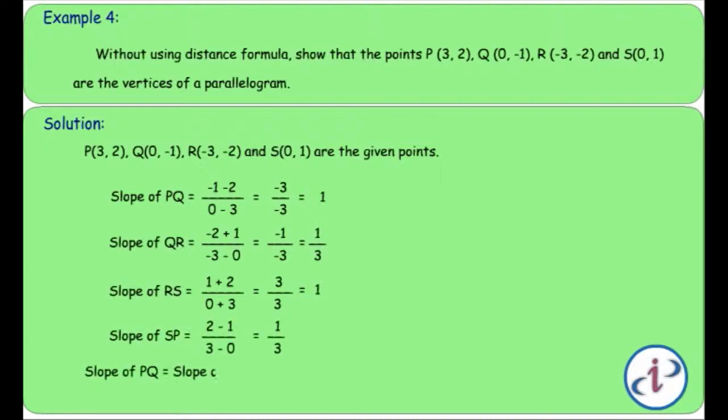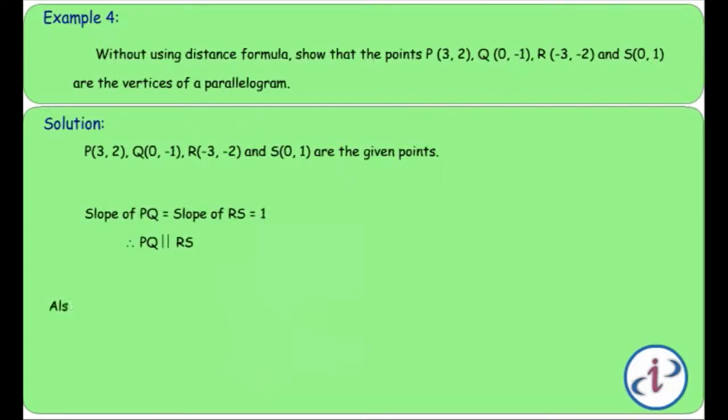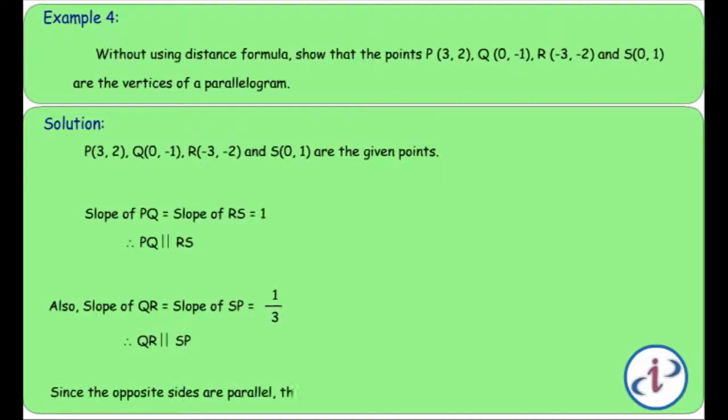Thus, we see that PQ is parallel to RS. We can also see that the slope of QR is equal to SP, which is 1 by 3. Therefore, QR is parallel to SP. The opposite sides are parallel. The given points form a parallelogram.